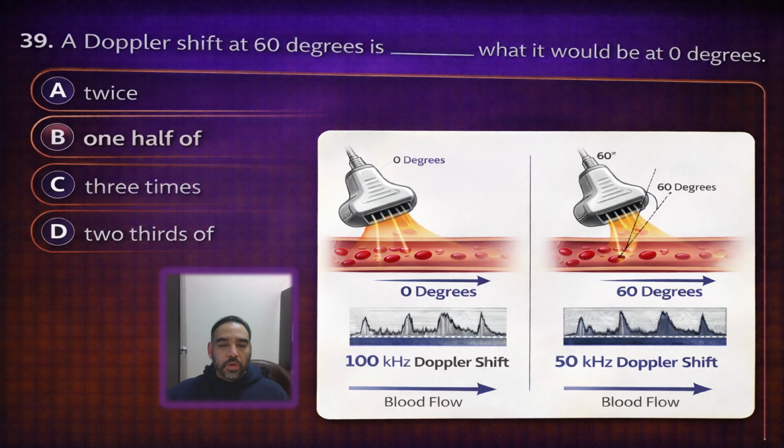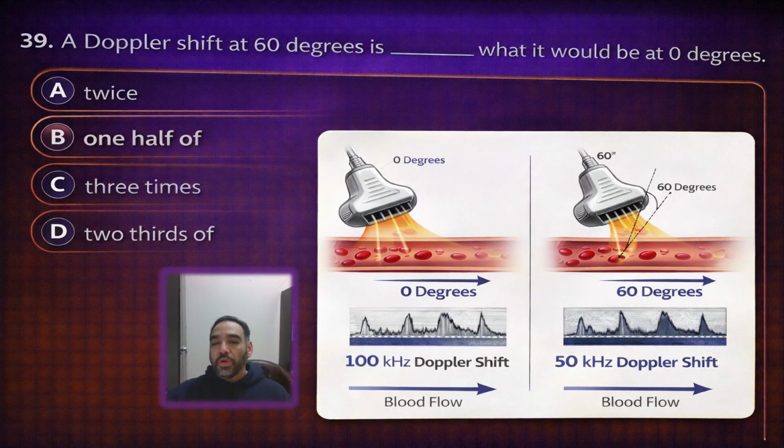Okay, so we are on the next question, and the question says, a Doppler shift at 60 degrees is blank what it would be at 0 degrees. The answers are: A, twice what it would be at 0 degrees. B, 1/2 of. C, 3 times. And D, 2/3 of. And so the correct answer is B, 1/2 of what it would be at 0 degrees.